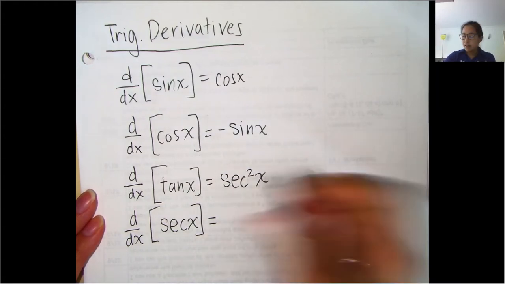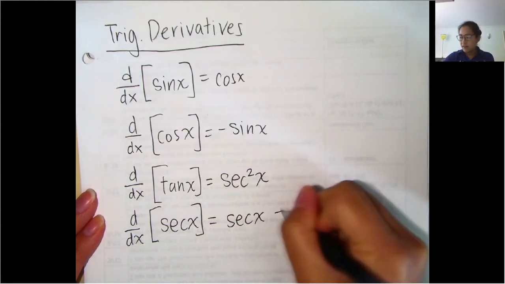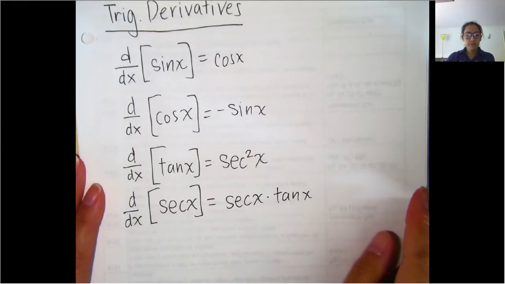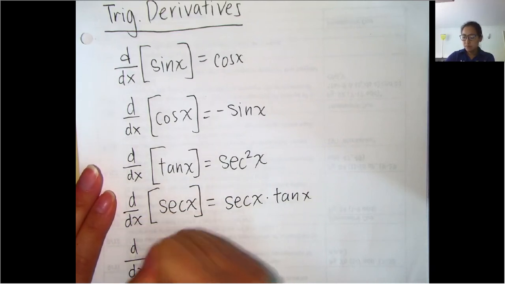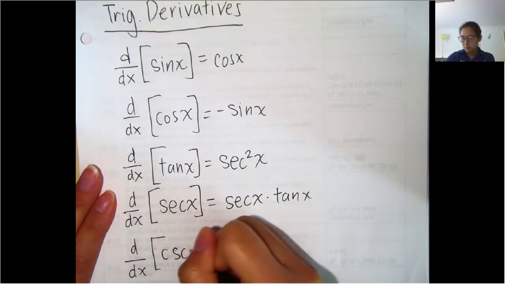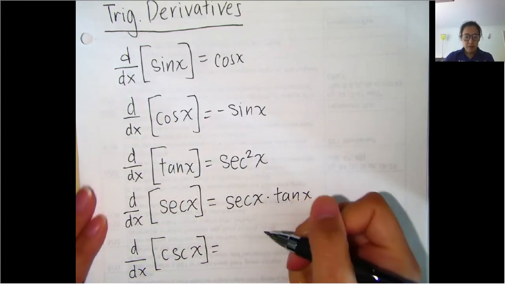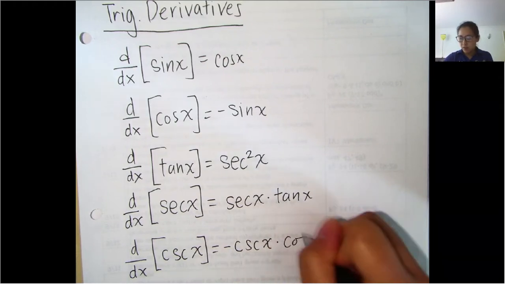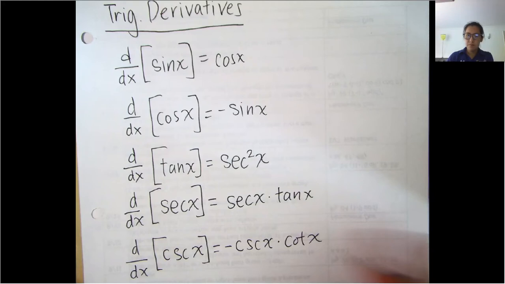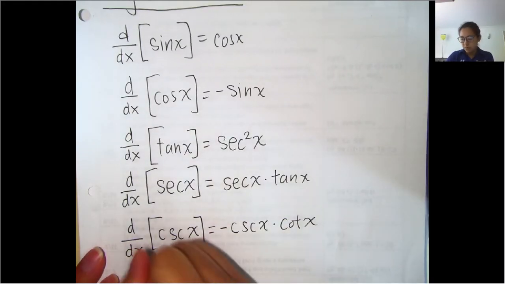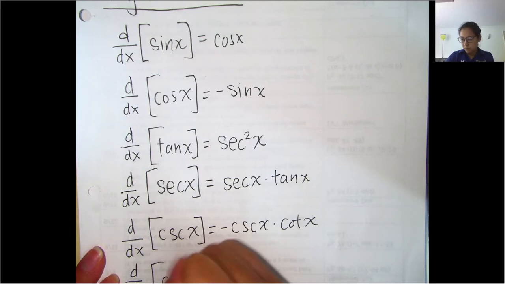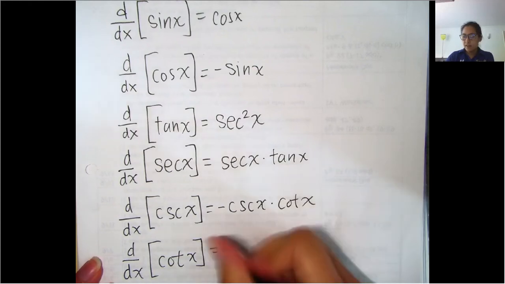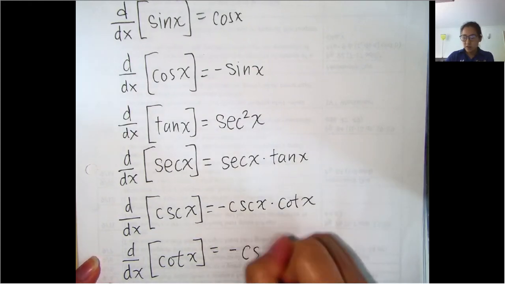The derivative of secant of x is secant of x tangent of x. So that means they're being multiplied. The derivative of cosecant of x is going to be negative cosecant of x times cotangent of x. And the derivative of cotangent of x is going to be negative cosecant squared.